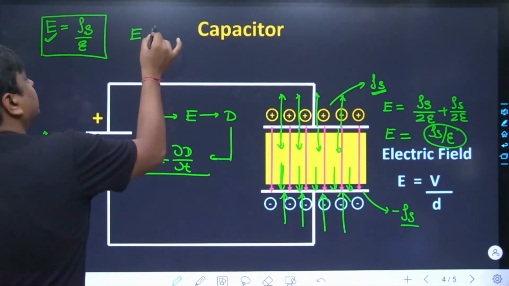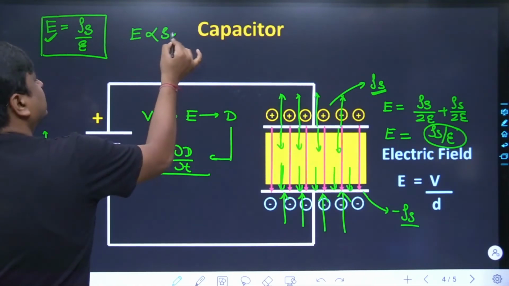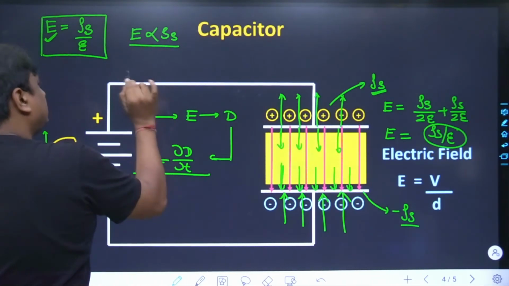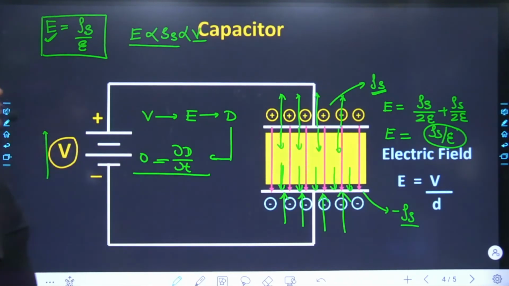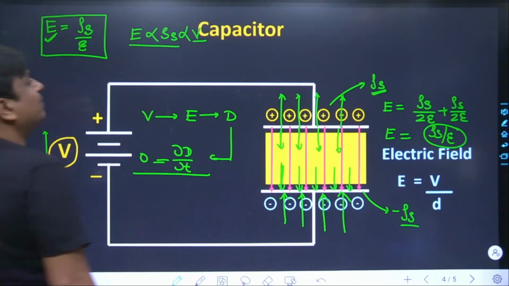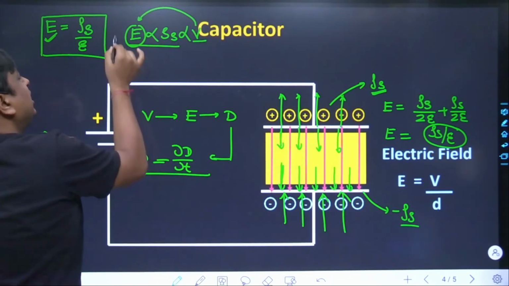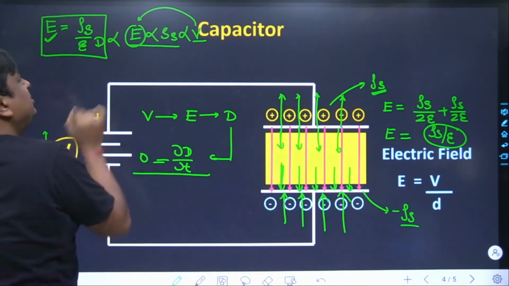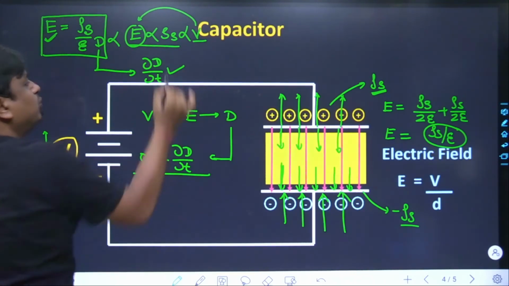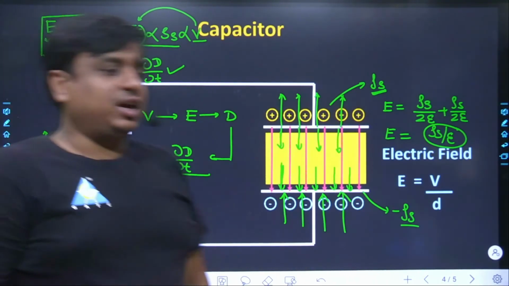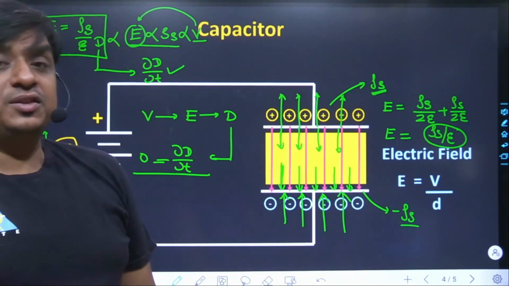electric field is directly proportional to rho s, yes, and rho s is directly proportional to the applied voltage V. So at the end of the day, what happens, my dear friend? As V is changing, E is changing, and as E is changing, D is changing, and as D is changing, ∂D/∂t is changing, and you are going to have a current over here. Which current is it, my dear friend? This is only one current, and that is the displacement current.